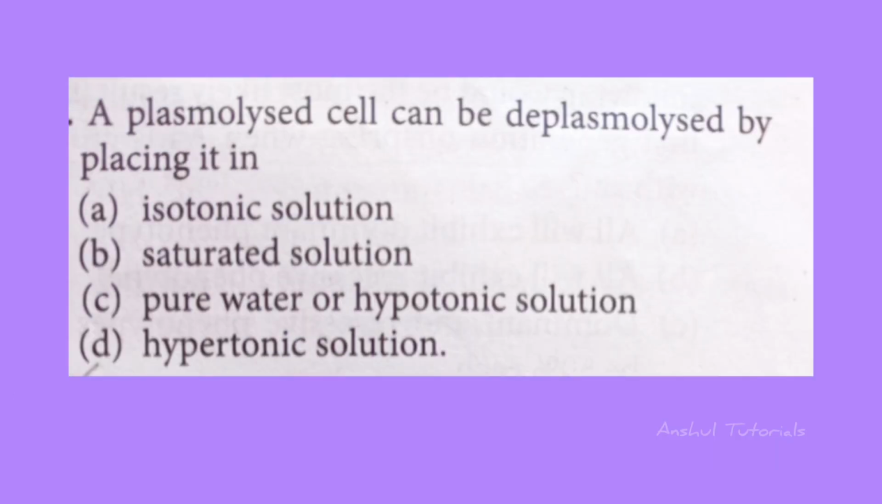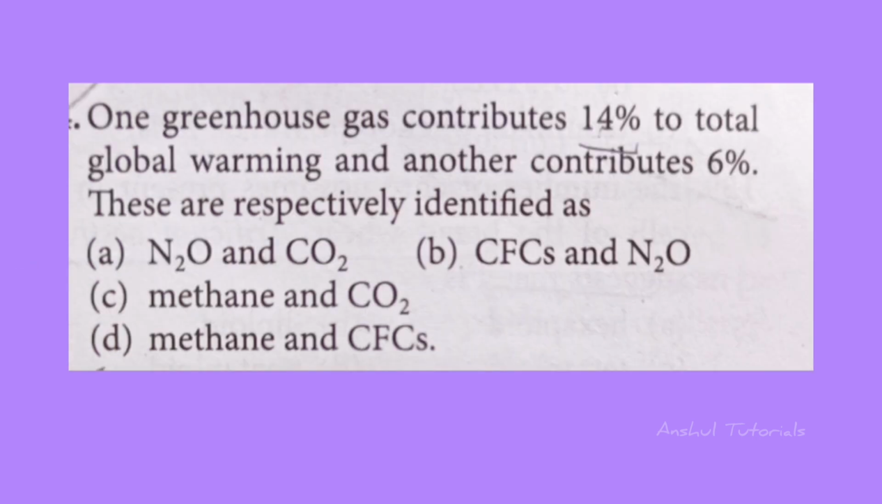The next question is, a plasmolyzed cell can be deplasmolyzed by placing it in, so the correct answer is option C, that is pure water or hypotonic solution. The next question is, one greenhouse gas contributes 14% to total global warming and another contributes 6%. These are respectively identified as, so the correct answer is option B, that is CFC, chlorofluorocarbon, and N2O.